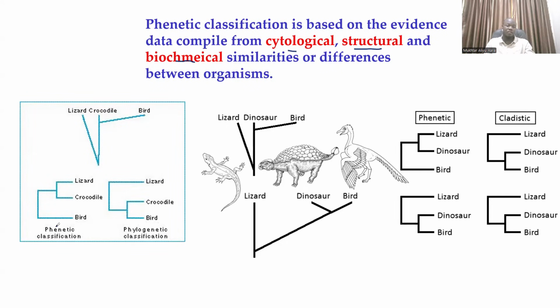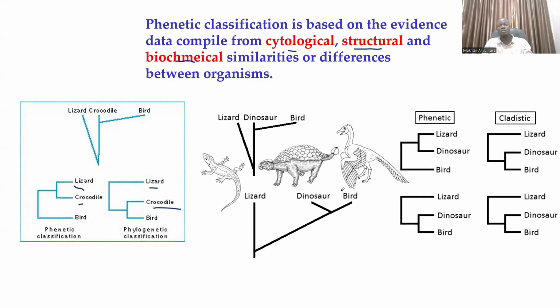So let's look at phenetic classification and phylogenetic classification. As we said, phenetic classification is based on compiled data from cytological, structural, and biochemical similarities or differences. So look at this. In the phylogenetic classification, you see that the lizards and crocodile are very close in terms of their evolutionary relationship. But look here, in the other one, the lizards are far apart from crocodile. At this point, crocodile and bat are very close. So that is what I wanted us to understand.